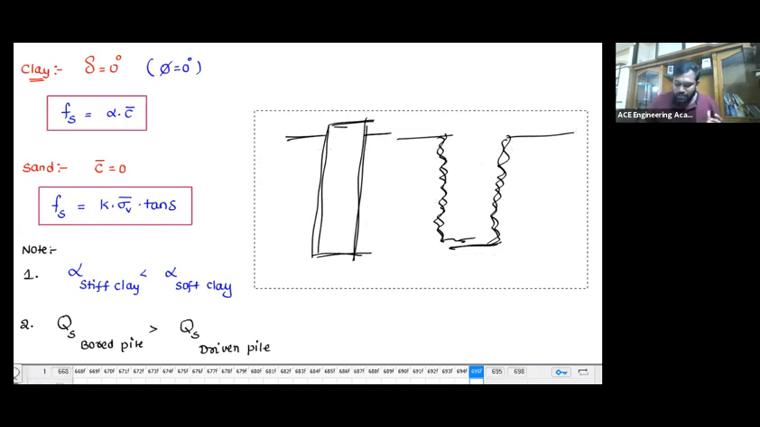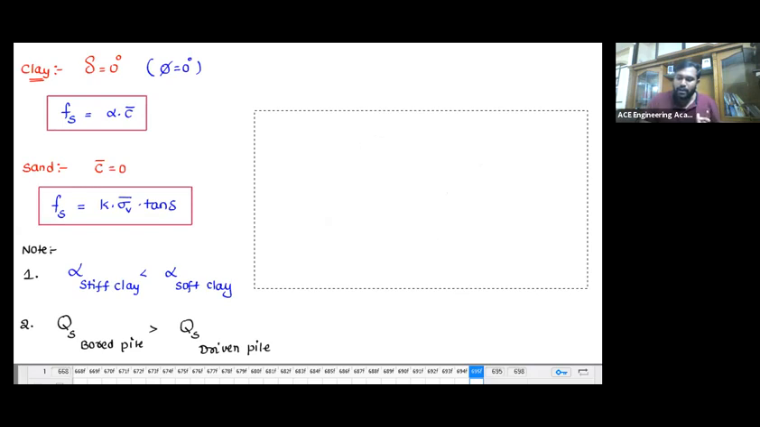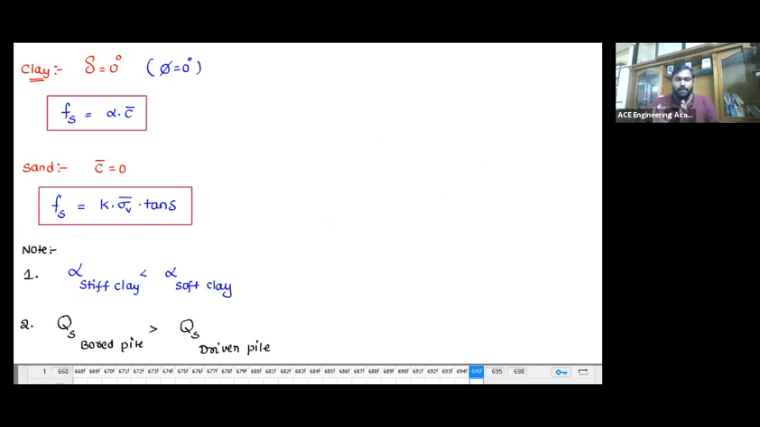Now, as I have discussed this as a total, let's take it separately one by one. For clay, how am I going to write the total? For sand, how am I going to write the total? Let's see that. If the soil is a clay soil mass, how am I going to do that?